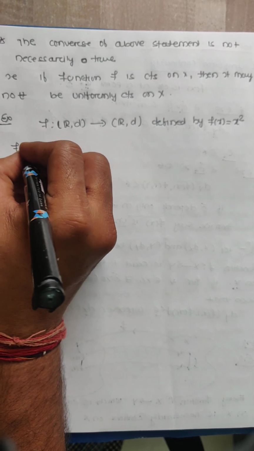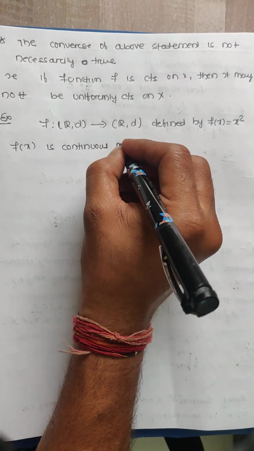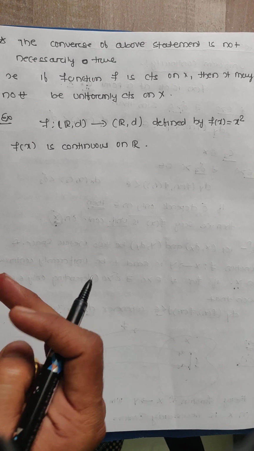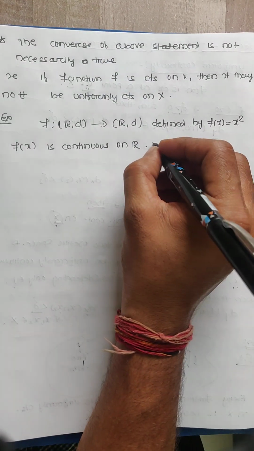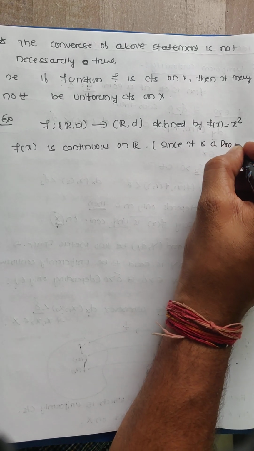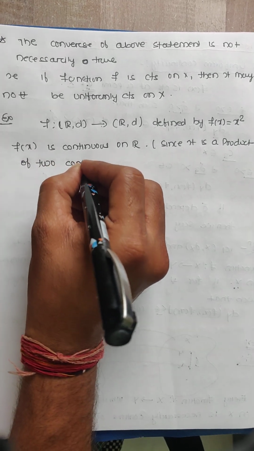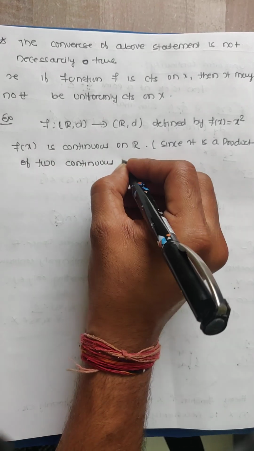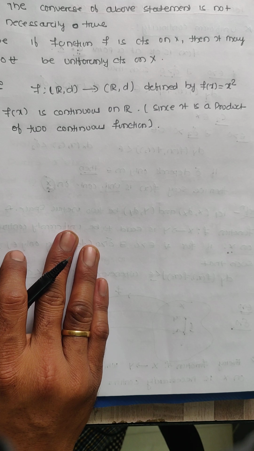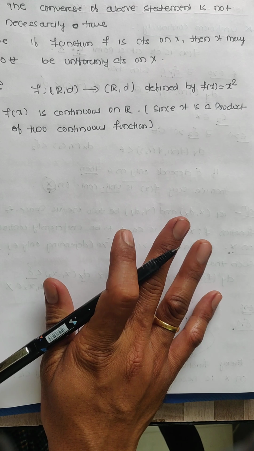We have that f of x is continuous on R. f of x equal to x squared is a polynomial function. This is also continuous on R, or I can say that it is a product of two continuous functions, that is x and x. Okay, so I will show that it is not uniformly continuous.